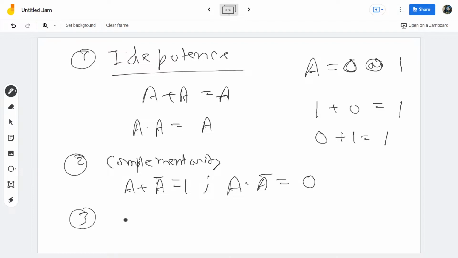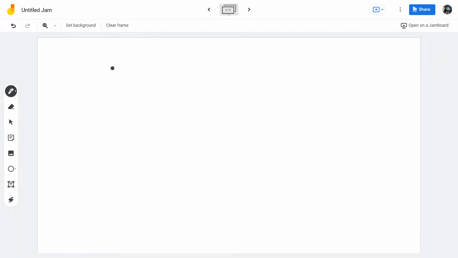The next one is the commutative rule. So the commutative rule says that a plus b is equal to b plus a, and a times b is equal to b times a.